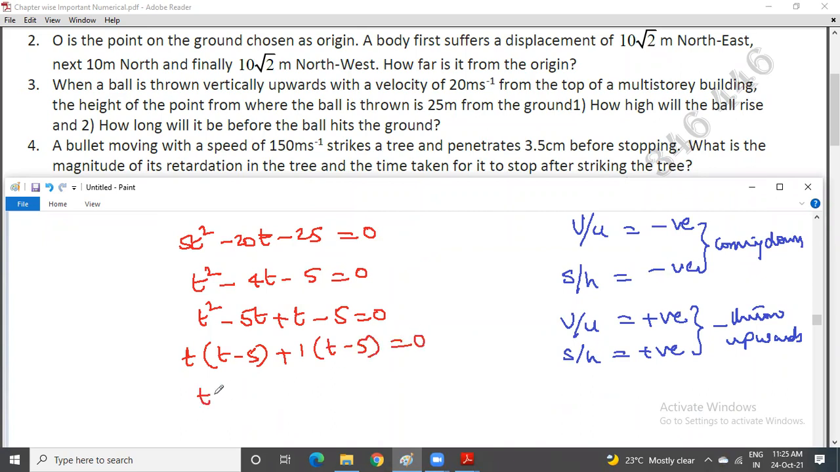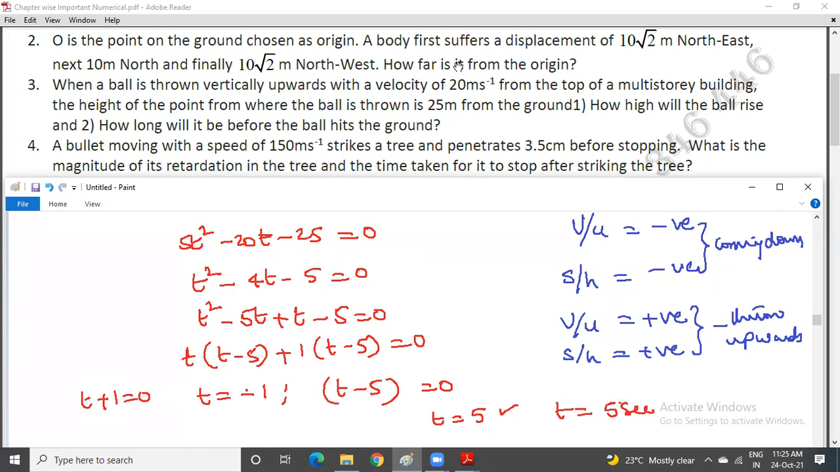So before that you will get t plus 1 is equal to 0, you'll get t equals minus 1. And also you have t minus 5 is equal to 0. You will get t is equal to 5, which is positive, because time is always positive. This is the only correct answer. t is equal to 5 seconds.